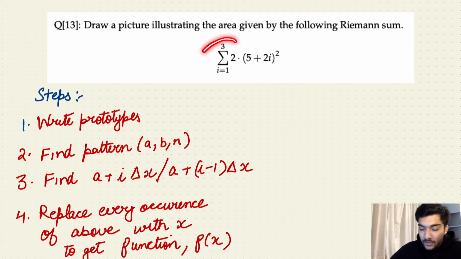In these types of questions you'll basically get a sigma notation which represents your Riemann sum, and you have to identify the function f(x), and then draw a picture illustrating the area given by the following Riemann sum, or by the function, based on the given endpoints that you'll calculate in this question.